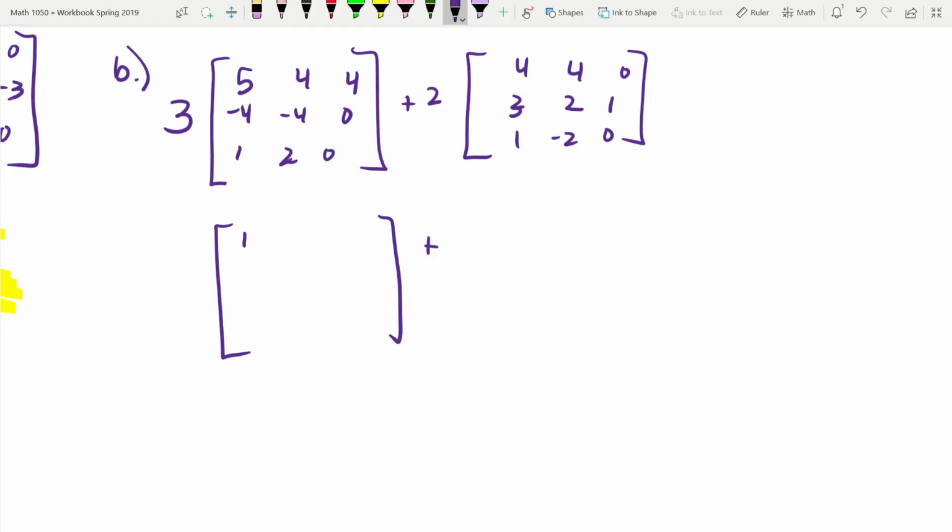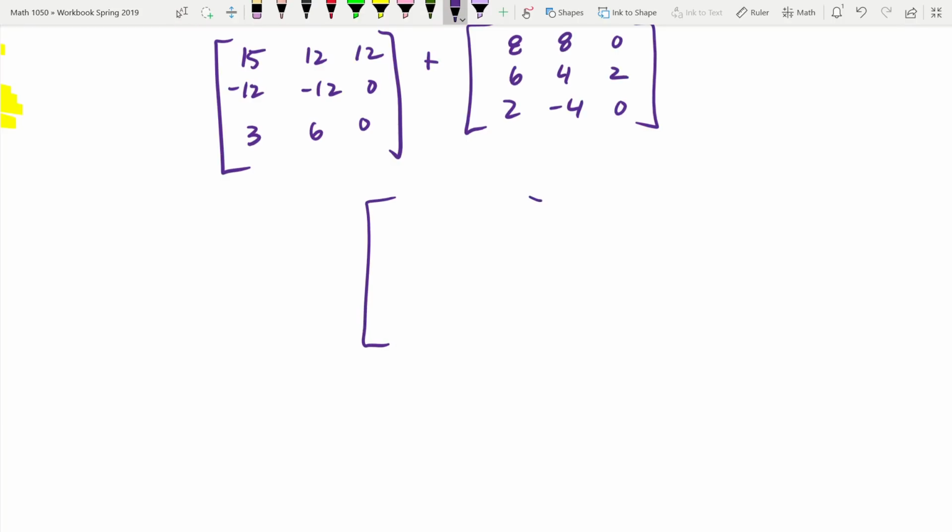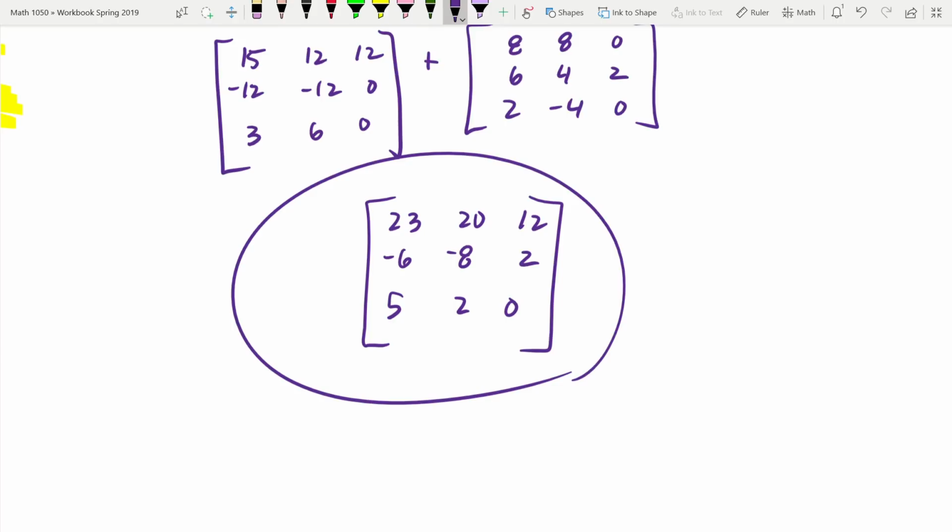First guy, distribute a 3, and I have 15, 12, 12, -12, -12, 0, 3, 6, and 0. Next guy, distribute a 2, 8, 8, 0, 6, 4, 2, 2, -4, 0. Then I just add them together. So 15 plus 8 is 23. 12 and 8 gives me 20. 12 and 0 is a 12. -12 and a 6 is a -6. -12, -4 is a -8. 0 and 2 is 2. 3 and 2 is 5. 6 minus 4 is a 2. 0 and 0 is a 0. There's my answer. Okay? Question C.